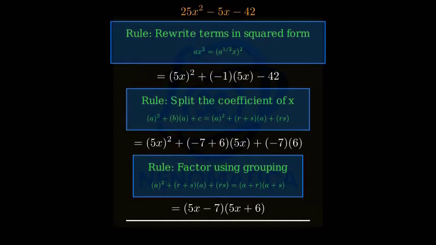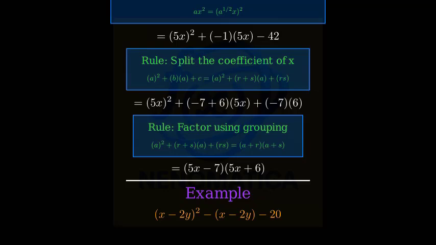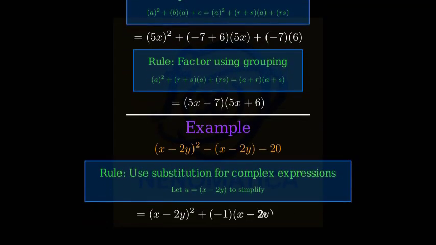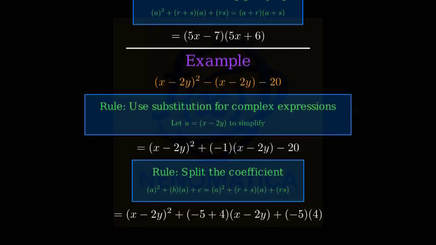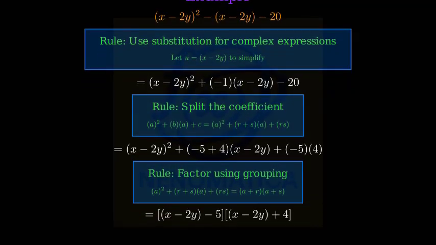Let's move on to our third and final example. For our third example, we have a more complex expression. The quantity x minus 2y, all squared, minus the quantity x minus 2y, minus 20. In this case, we can use a substitution to simplify our work. Let's set u equal to x minus 2y. Then our expression becomes u squared minus u minus 20. Similar to our previous examples, we need to find two numbers that multiply to give negative 20 and add up to negative 1. The numbers are negative 5 and positive 4. Now, we can factor this expression. We get the product of the quantity x minus 2y minus 5, and the quantity x minus 2y plus 4.